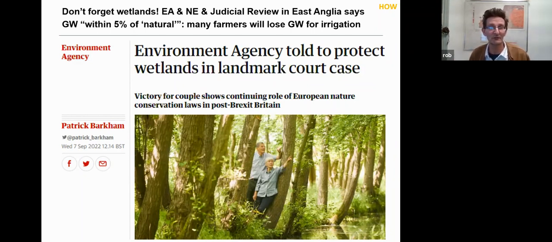That's how much deviation we're allowed. And the consequences of this in East Anglia, beyond the water company abstraction reductions, is that many farmers who currently rely on groundwater for irrigation won't be able to use it anymore. So that's another part of the jigsaw.